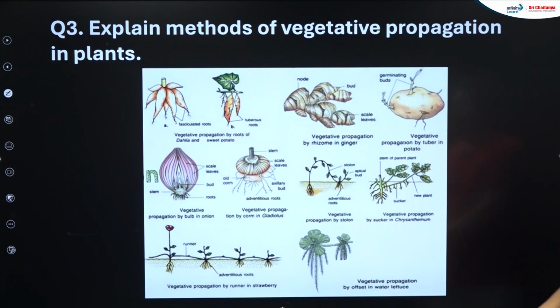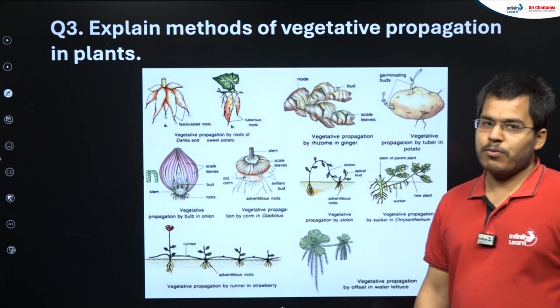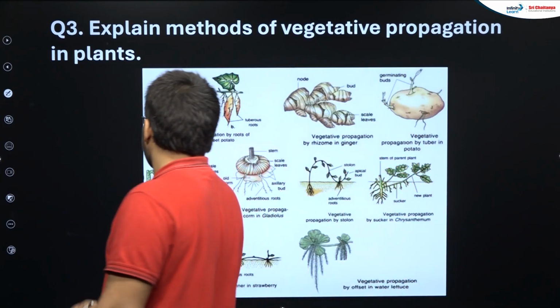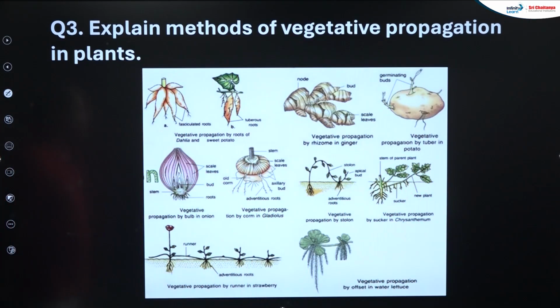After that, students, question number 3, vegetative propagation. Students, for the last few years, vegetative propagation has been very important. In the 24-25 sample paper also we have one part on vegetative propagation. So there is a very high probability, students, that some question will come on vegetative propagation.